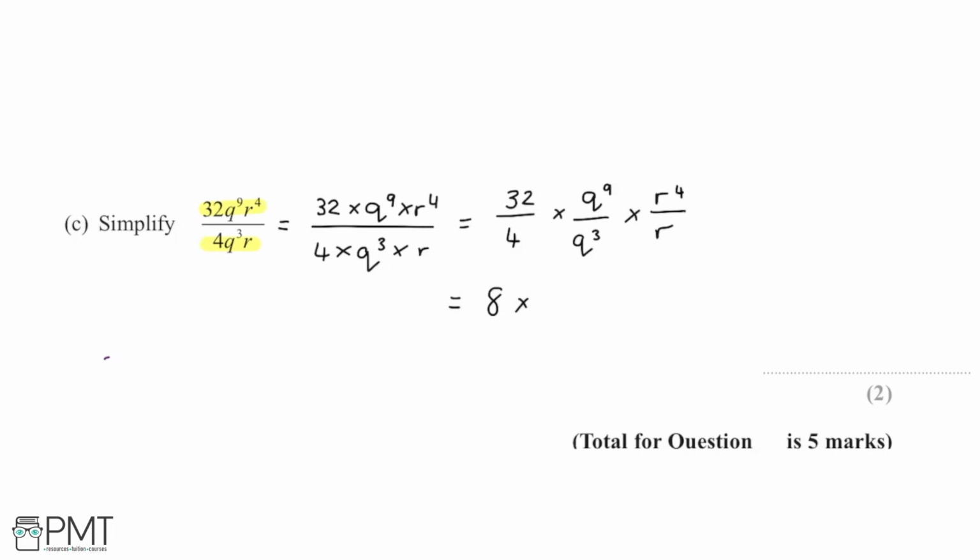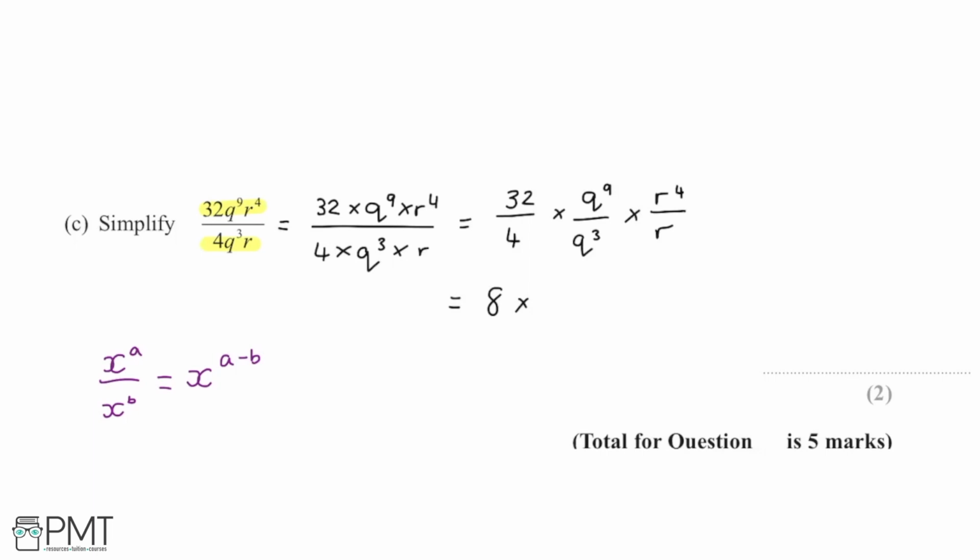So, for example, if I had x to the a over x to the b, so when we have the same sort of variable raised to two different powers, one over the other, this gives us an answer of x to the a minus b. So to find the new power, we subtract the denominator power from the numerator power.